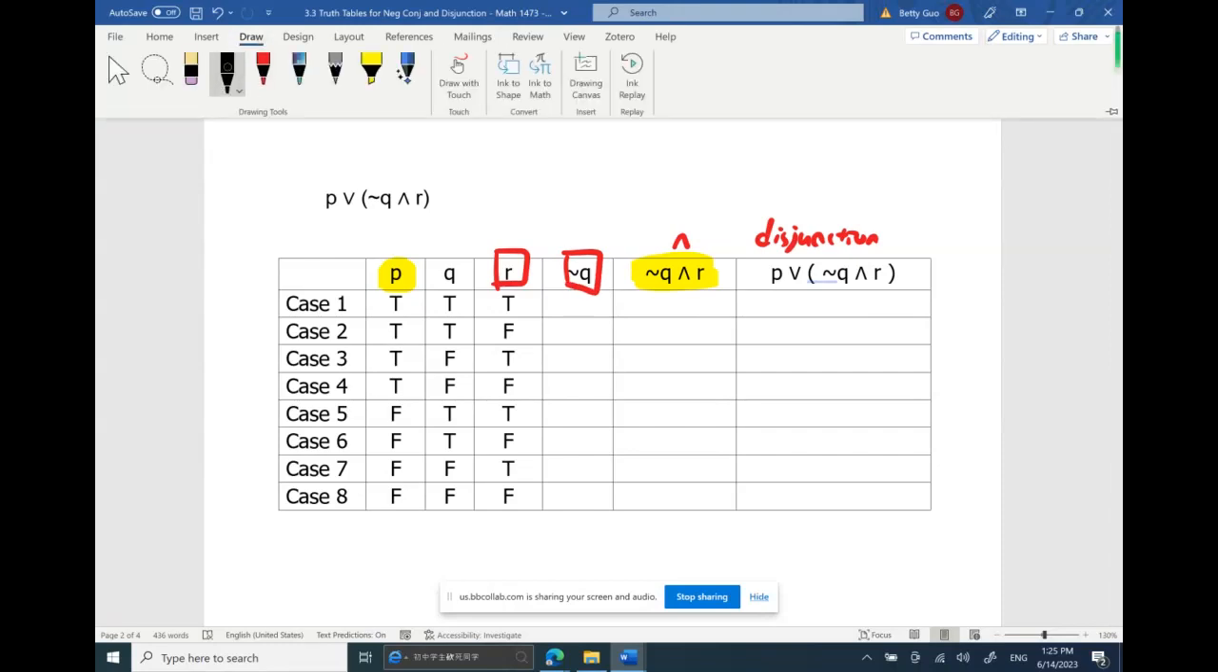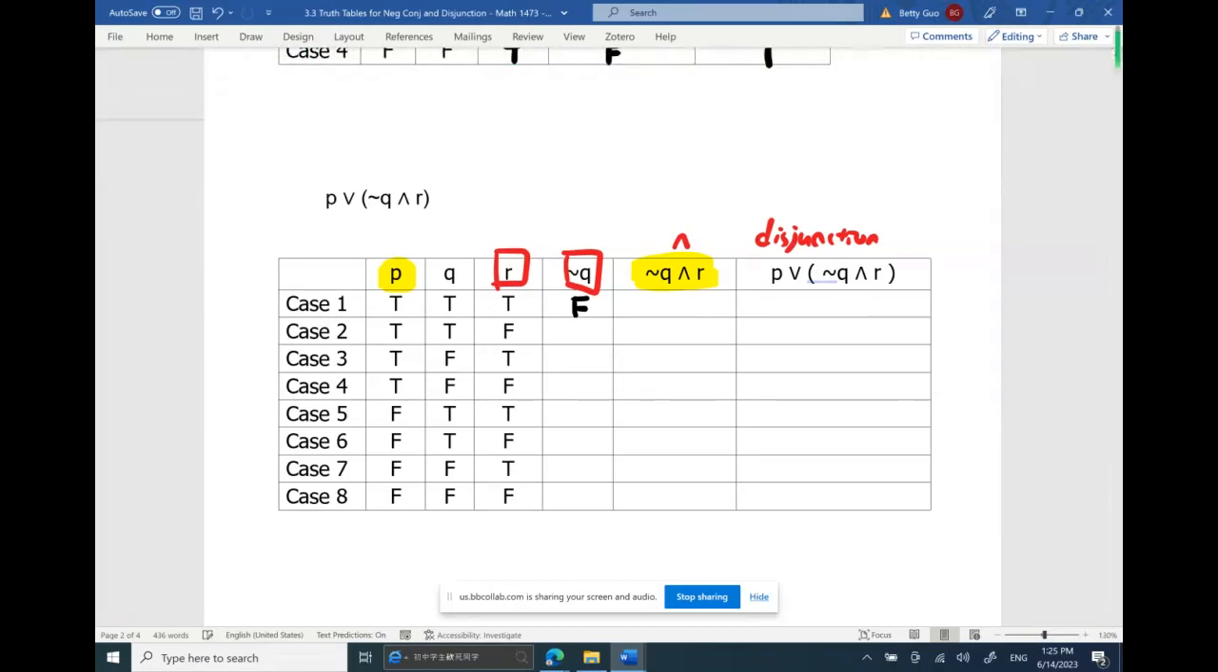Okay. Look at the Q here. When Q is T, not Q is false. So just take the opposite. When Q is F, not Q is T. When Q is T, not Q is F. Be careful. Yeah, if you mess up one, the system will not let you continue. You have to figure it out.